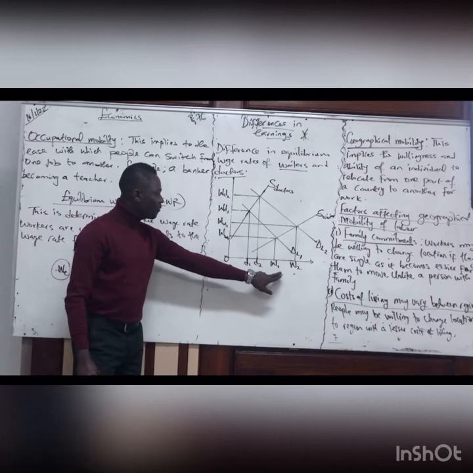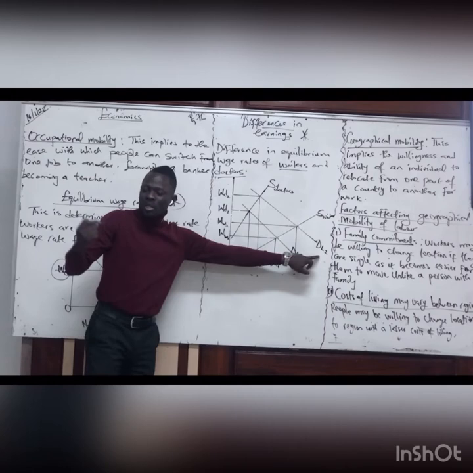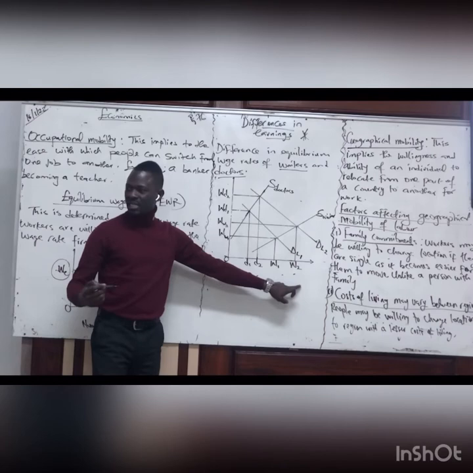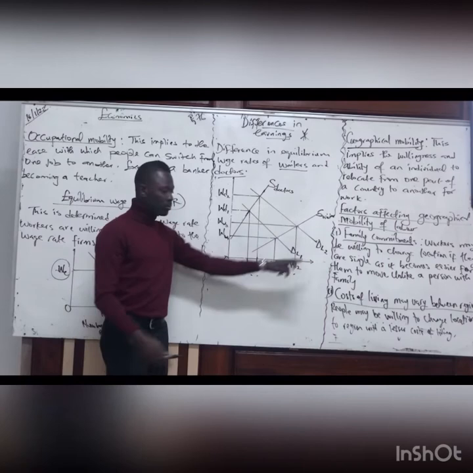The supply for waiters here, if there is an increase in the demand for waiters from DL1 to DL2, the quantity supplied will increase from W1 to W2, which is elastic because there's an increase between them. Do you understand what I'm saying here? Assumption that there's an increase in what? In the demand for waiters at DL1 to DL2. There's an increase in the demand for waiters.